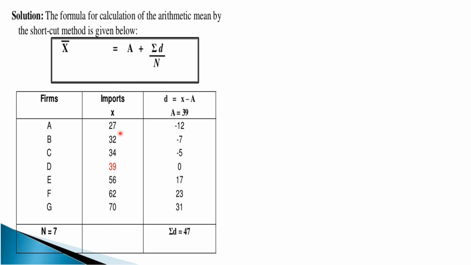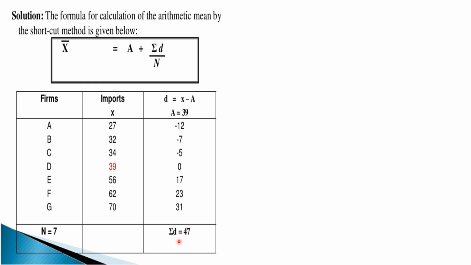Now each of the x we are going to subtract from 39, meaning 27 minus 39 is minus 12, 32 minus 39 is minus 7, 34 minus 39 is minus 5, 39 minus 39 is 0, 56 minus 39 is 17, 62 minus 39 is 23 and 70 minus 39 is 31. So this is the value of d that we get. Now in order to find sigma d, we add all the values of d, and we get sigma d is equal to 47.